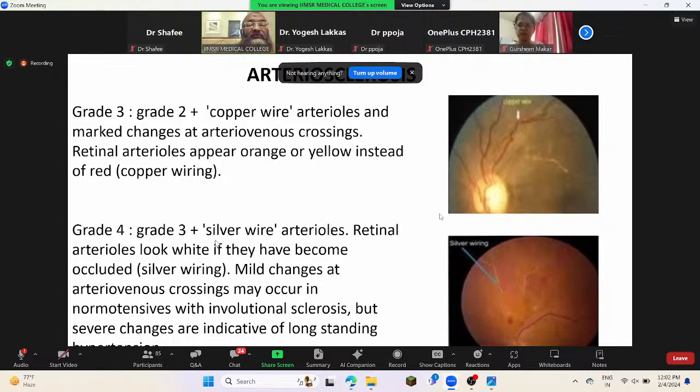Grade 4 is grade 3 plus cerebral arterioles. Retinal arterioles look white if they have become occluded. This is known as silver wiring. Mild changes at AV crossings may occur in normotensives with involutional sclerosis, but severe changes are indicative of long-standing hypertension. Here you can clearly make out the silver wire changes.